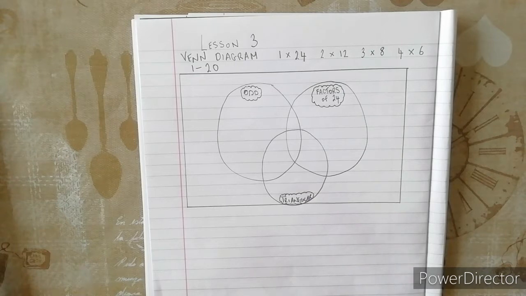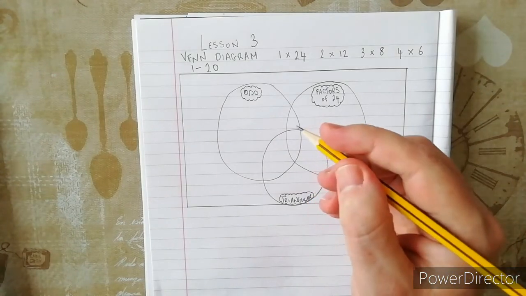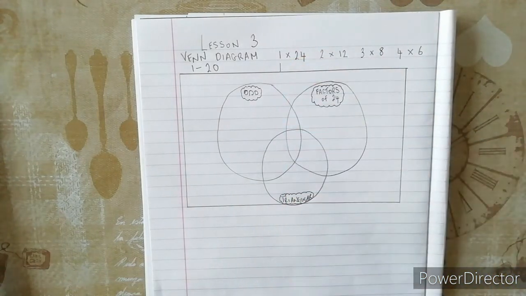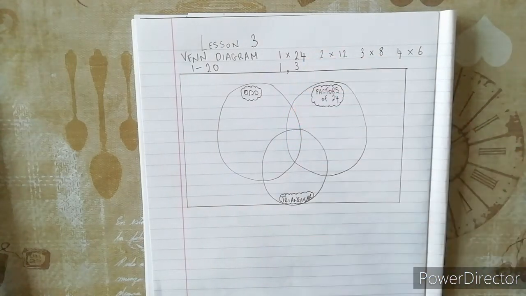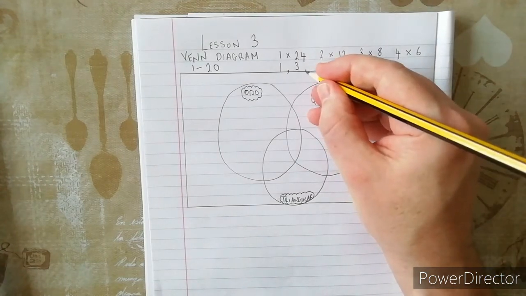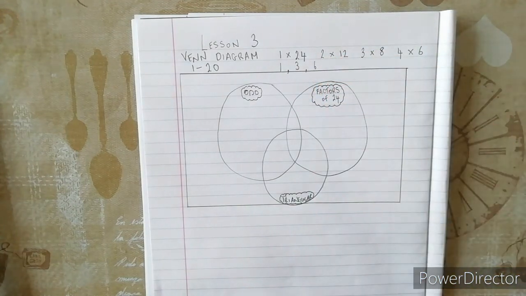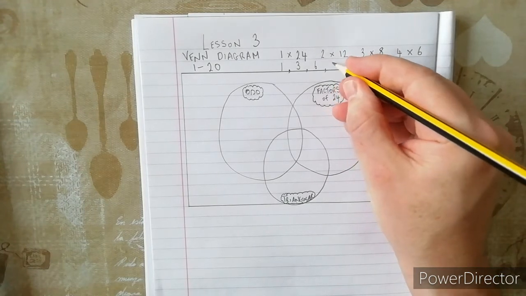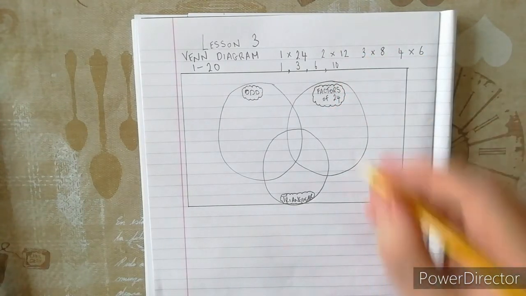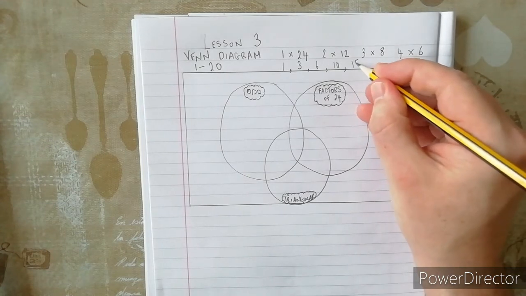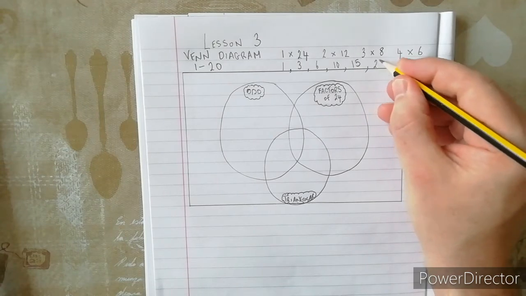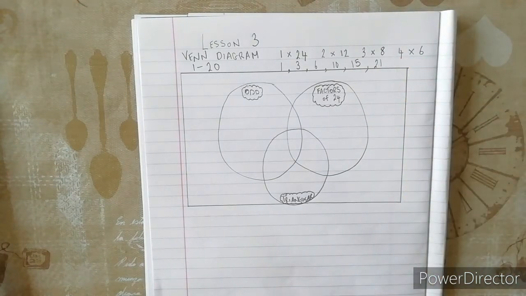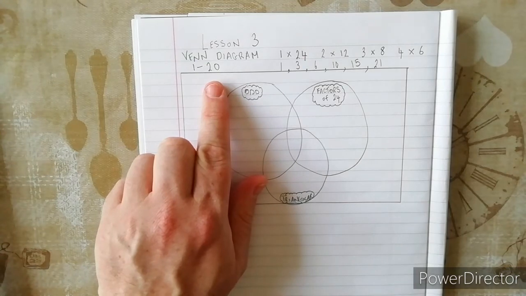What about triangular numbers? Well, start with 0 and add 1 is 1. Then add 2 is 3. Then add 3 is 6. Then add 4 is 10. Then add 5 is 15. Add 6 is 21. I don't need to go any further because we're only going up to number 20.